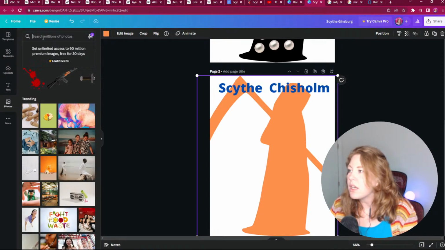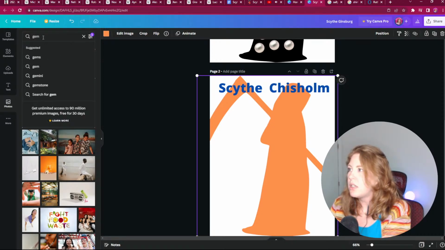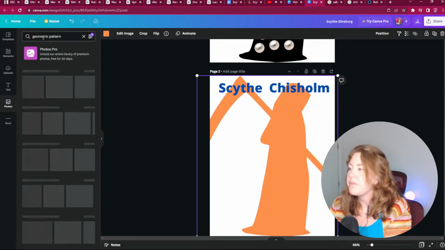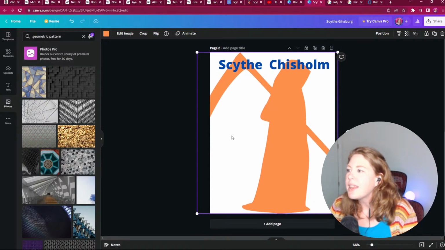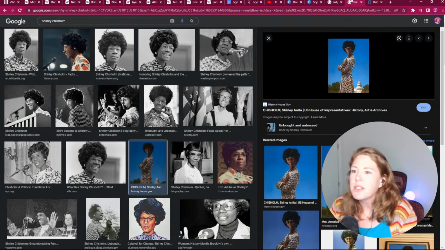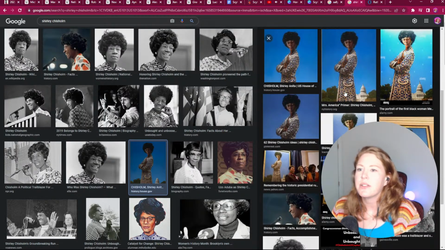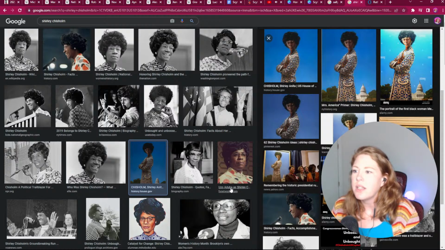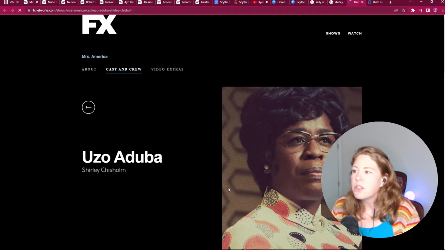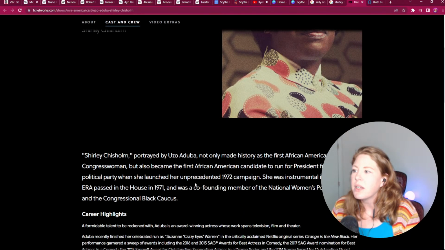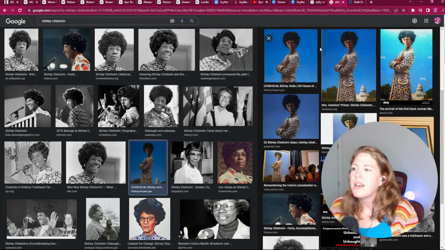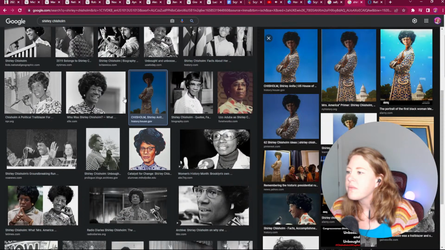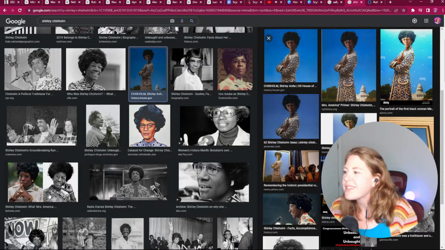Photos. Geometric pattern. Here we go. That's kind of the pattern I want. Let me just look at this really quick. She's got more of a quilted pattern though on her dress. Uzo Aduba was Shirley Chisholm in what? Mrs. America. Oh, cool. That's so cool. I didn't know that. Now I need to go watch that show.